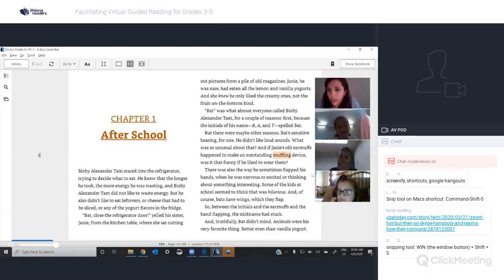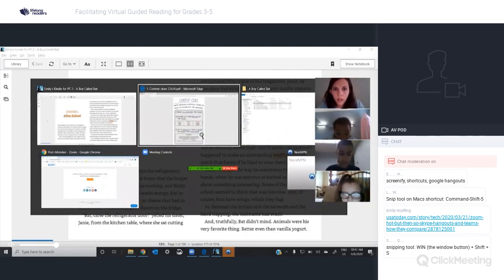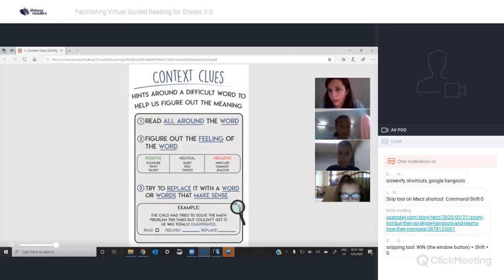Lily, I think there's a little bit more context we could read to understand this word. Okay. Lily, read what you think. Add the context or the sentences that will help us. That sensitive hearing, for one, he didn't like loud sounds. What was so unusual about that? Good. And then go ahead and keep reading what Cecilia read. And if Jamie's old earmuffs happened to make an outstanding muffling device, was it that funny if he liked to wear them? Great.